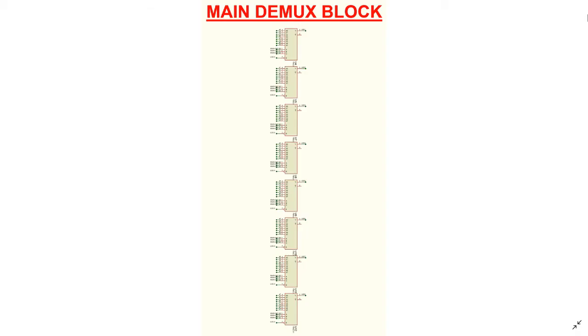The main demux block consists of 8 single demux acting together to form what we are referring to as the main demux block. It's important to note that each demux is connected to a single LED. We'll begin by looking at a single demux to understand how they work together.